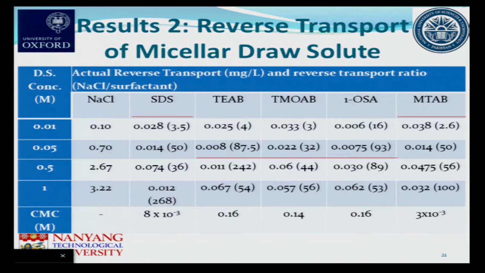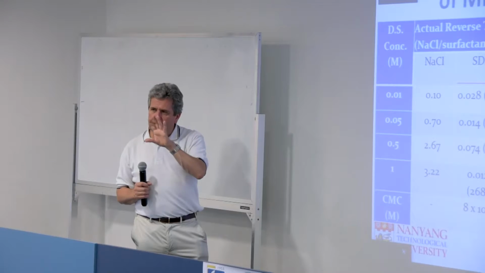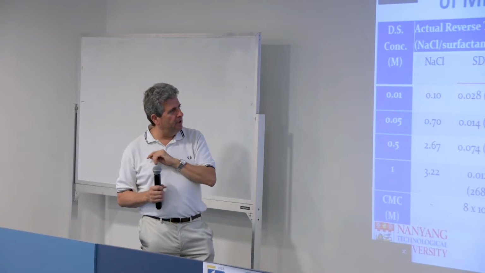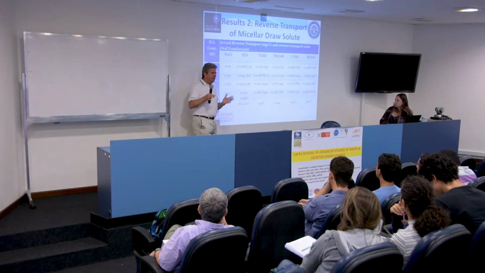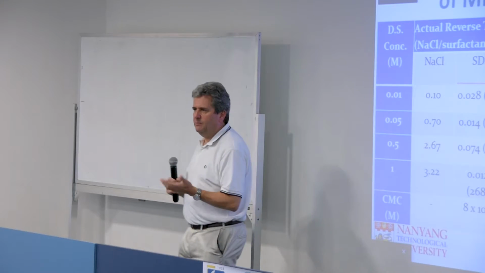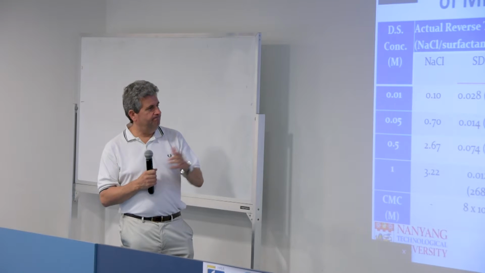The point is that in all those cases, the reverse transport of the draw solution is much lower for those much bigger molecules than it would be for salt. So that seems to confirm the idea that having a big molecule for the draw solution is going to be more effective.